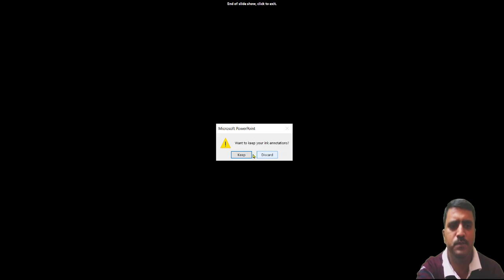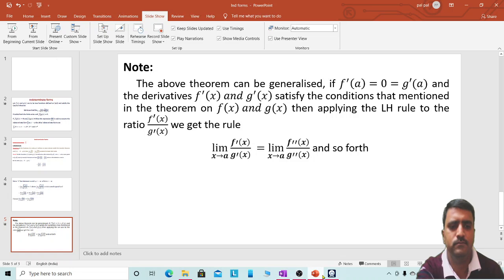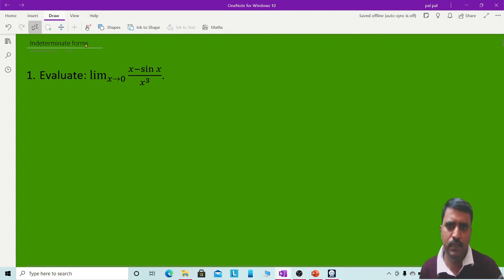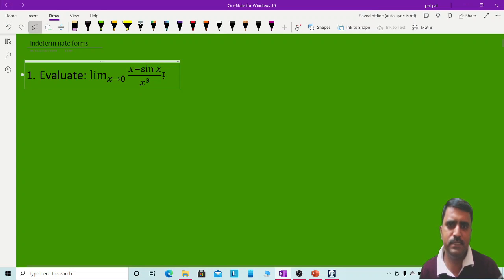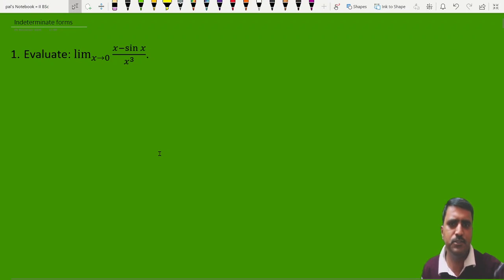Okay, so I want to discuss some more problems on this one. Here is the problem. Evaluate limit of x minus sin x by x cube.